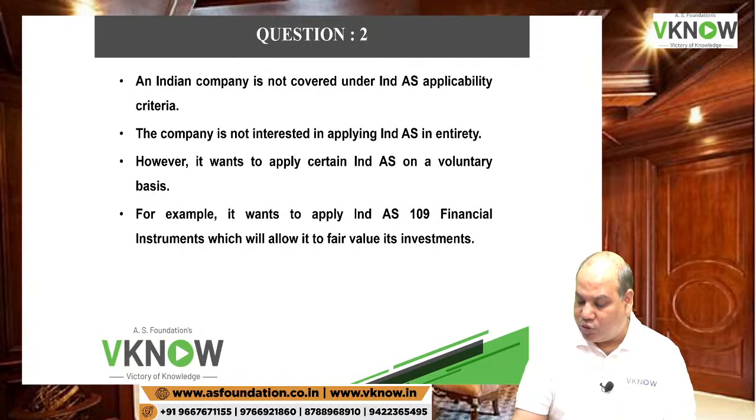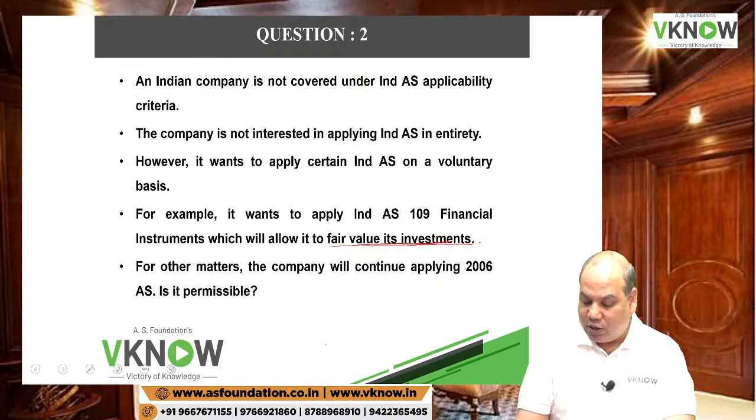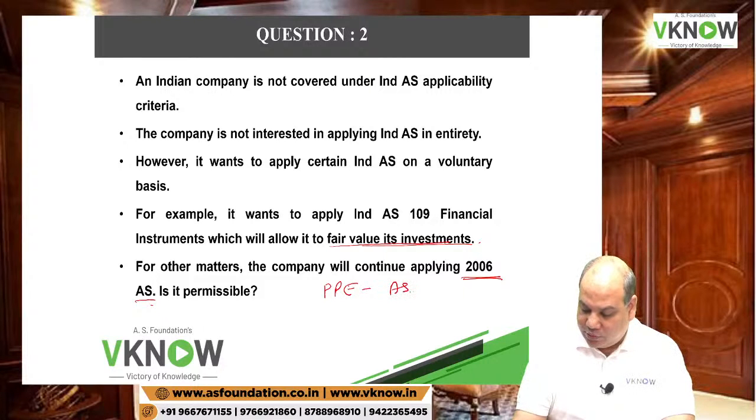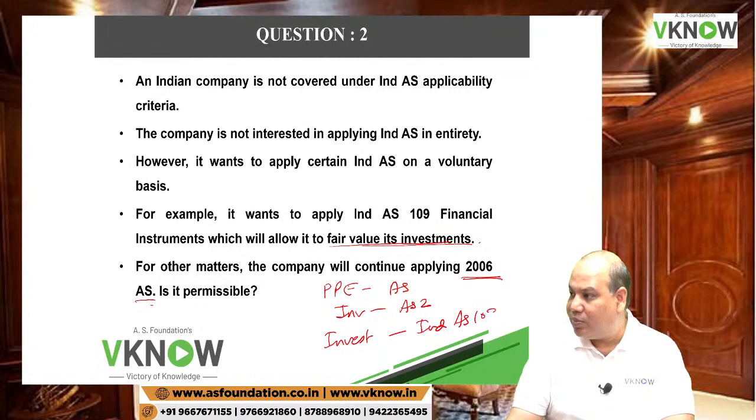For example, it wants to apply Ind AS 109 on financial instruments, which will allow it to fair value its investment. For other matters, the company will follow the 2006 AS, meaning old AS. Is it permissible? It says for PPE, I will follow AS. For inventory, I'll follow AS 2. But for investment, I will follow Ind AS 109. This is what they are proposing.